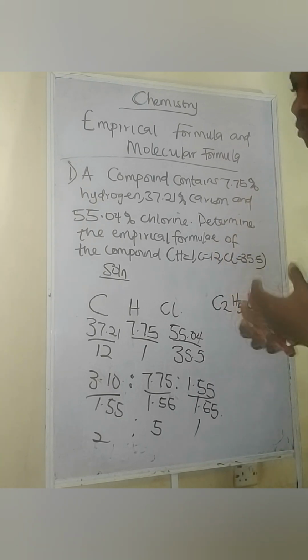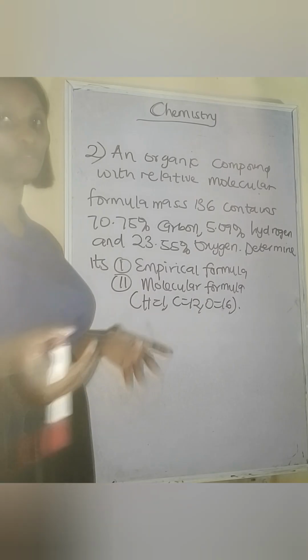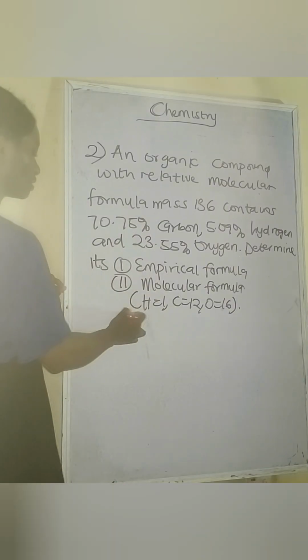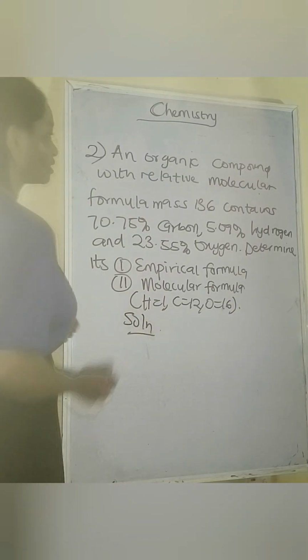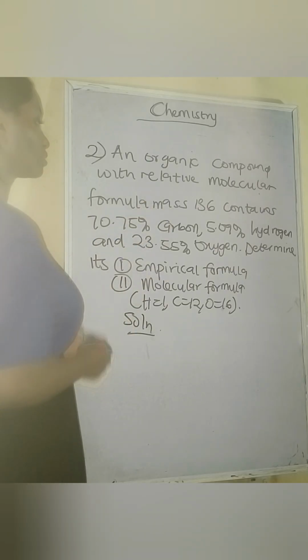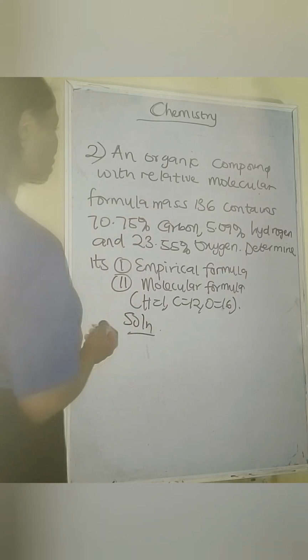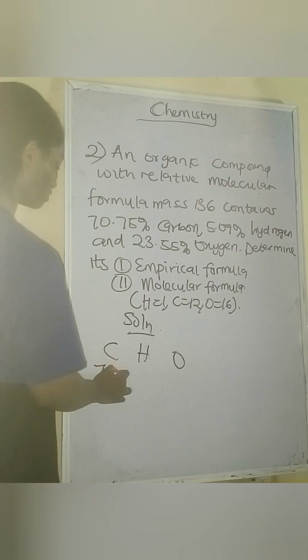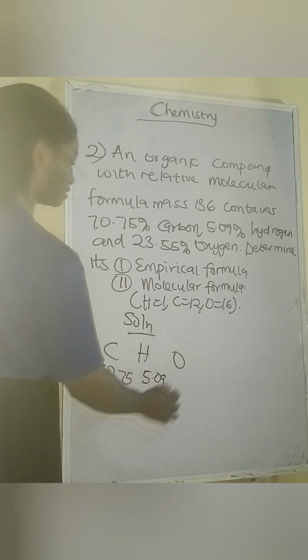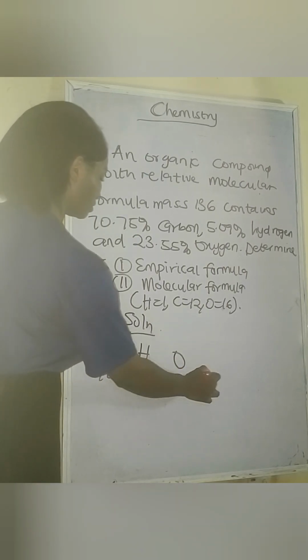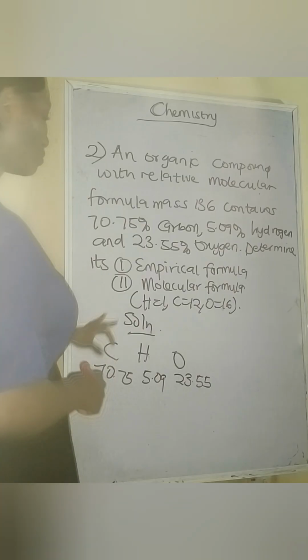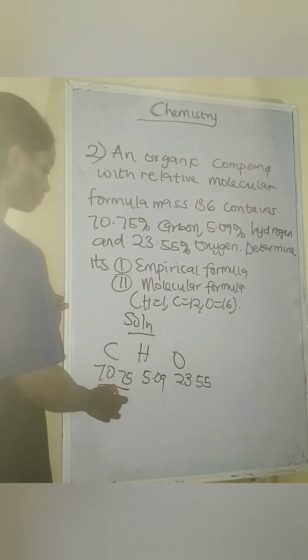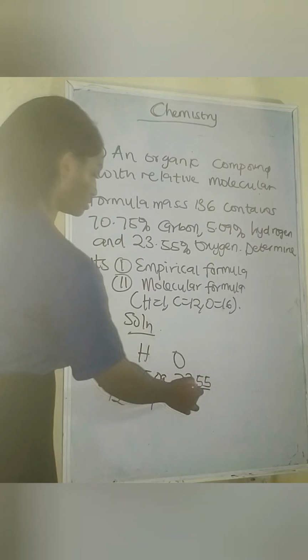So let's solve a question on molecular formula, empirical formula and molecular formula. So now let's itemize the elements that this particular question contains. So we have the carbon, we have the hydrogen, and we have the oxygen. Okay, so followed by what? This for carbon, which is 70.75%. Hydrogen is 5.09%, and oxygen is 23.55%. So now I'm going to divide all by their atomic masses. Starting from carbon, we have 12, hydrogen is 1, oxygen is 16.